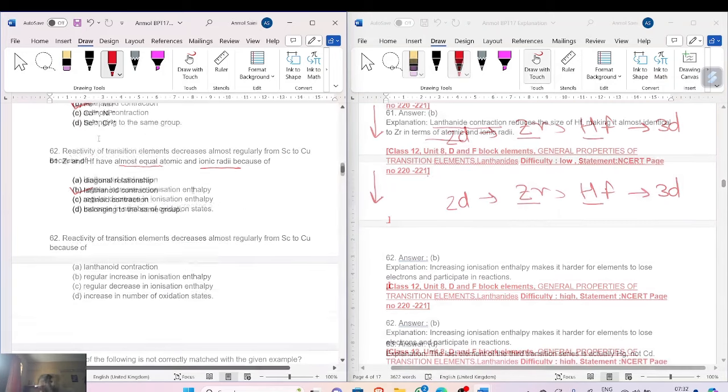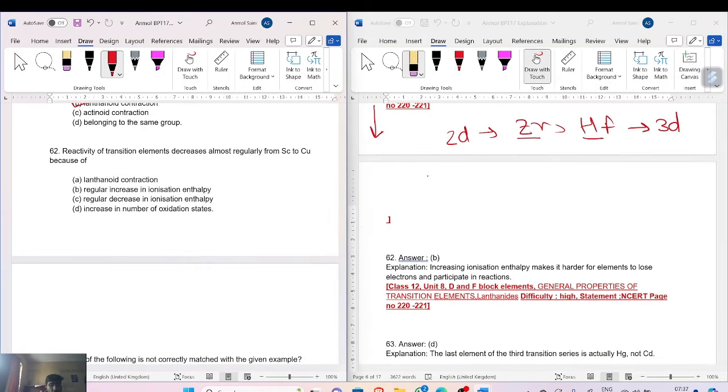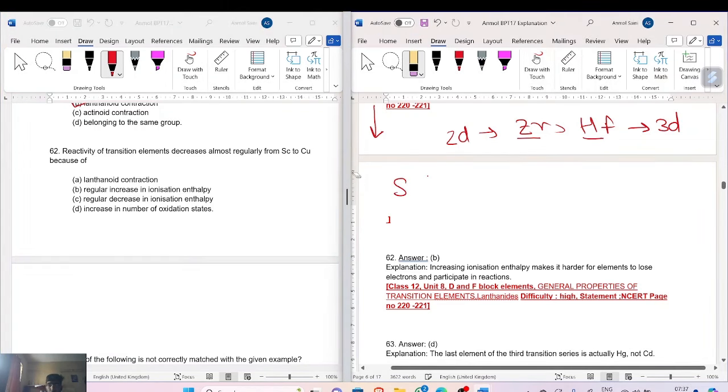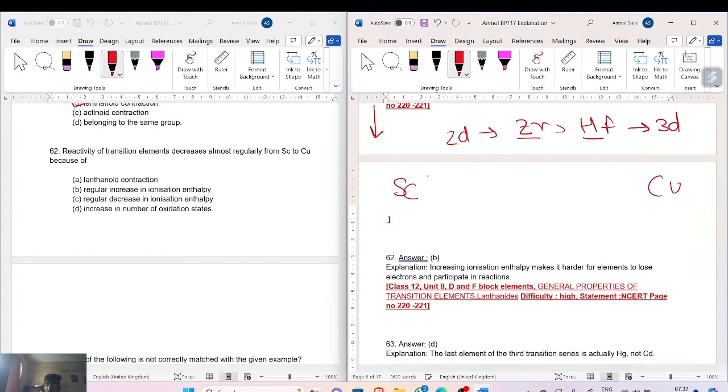Now question number 62 says that reactivity of transition elements decreases almost regularly from scandium to copper because of: lanthanoid contraction, regular increase in ionization enthalpy, regular decrease in ionization enthalpy, and increase in number of oxidation states. We know that scandium to copper come in the 3d series of transition elements. And we know that while going from the left side of the periodic table to the right side, there is an increase in ionization enthalpy.